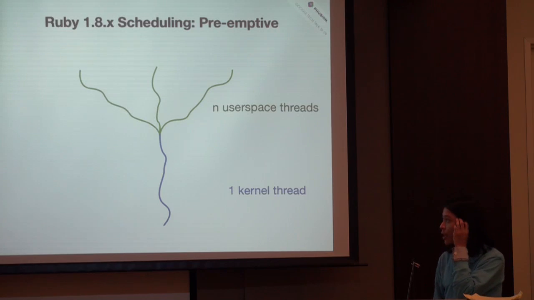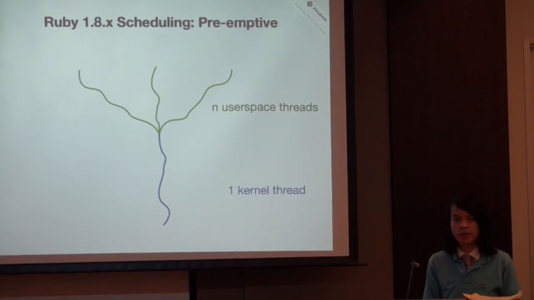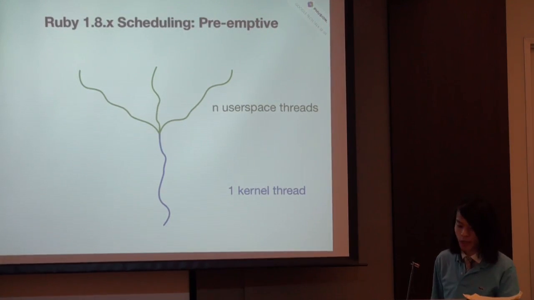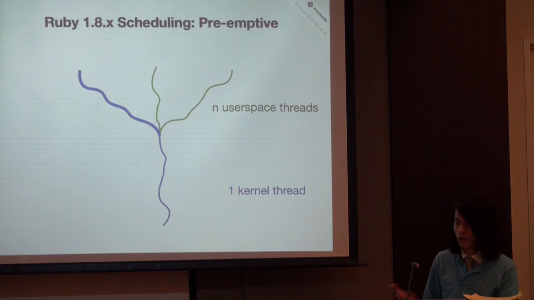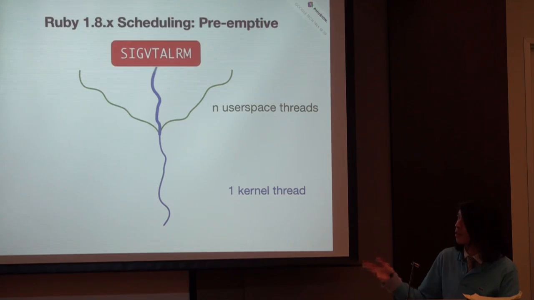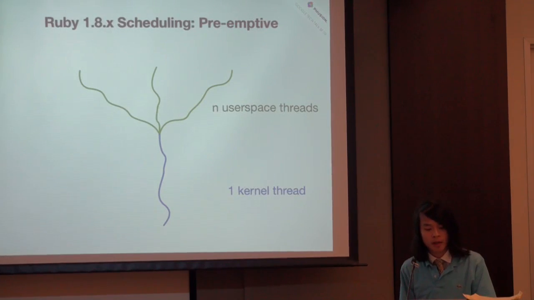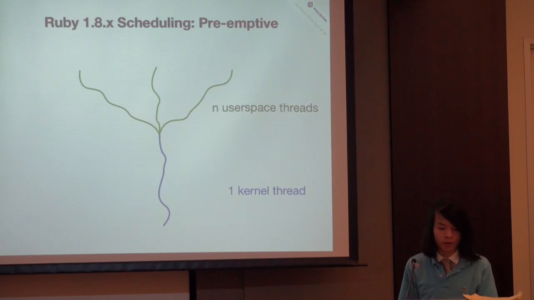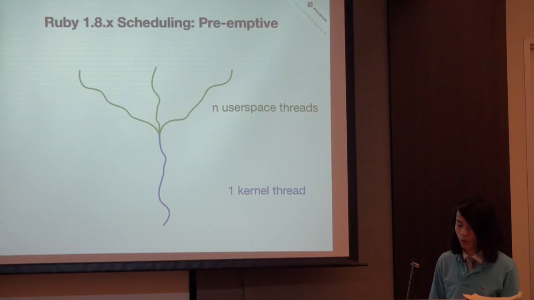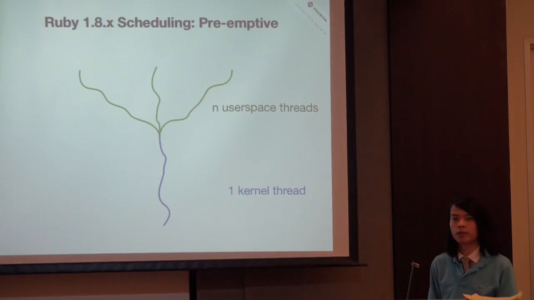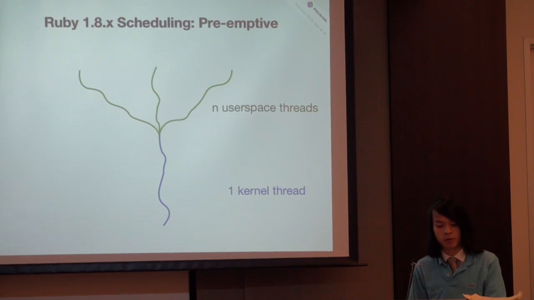As for the scheduling, it is a preemptive scheduler, which basically means that every user space thread gets a certain amount of time to complete its task before it gets preempted, and another thread will be scheduled in its place. This is done either through an iTimer signal or through a timer thread. It depends on the platform that you're probably using.